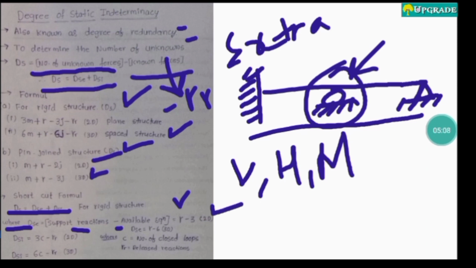This is used for a 2D structure, and r minus 6 is for the 3D structure. And coming to Dsi, the formula is 3c minus RR for a 2D structure, and 6c minus RR for a 3D structure, where c is the number of closed loops. So we have to identify in the question how many closed loops there are, and RR is nothing but the released reactions. So this is a brief introduction about the degree of static indeterminacy and the formulas used for calculating the Ds.